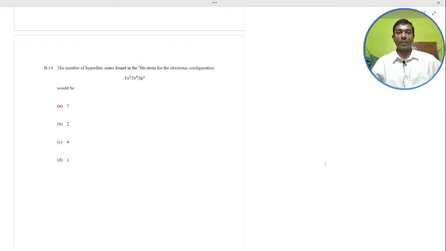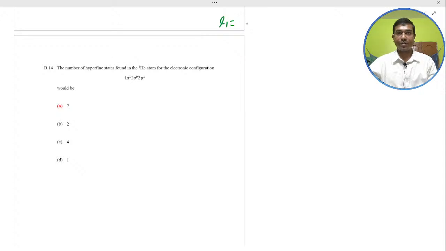The number of hyperfine states found in the helium-3 atom for the electronic configuration 1s1, 2s0, 2p1 would be what? Hyperfine structure, atomic, molecular and laser physics.